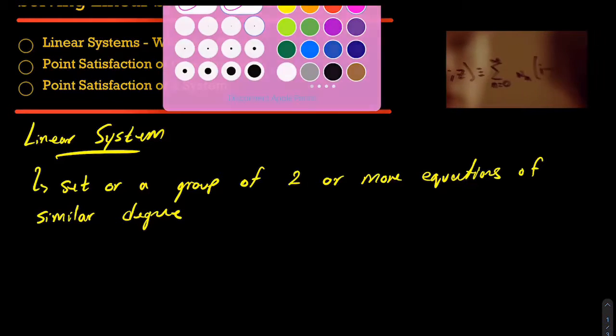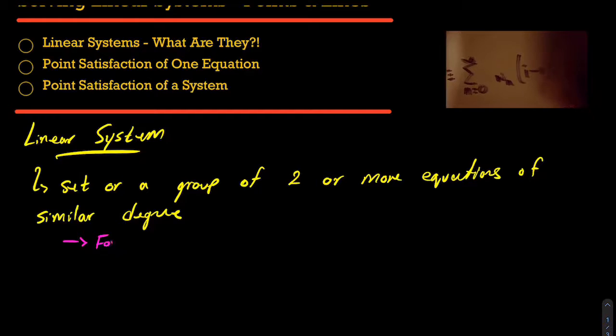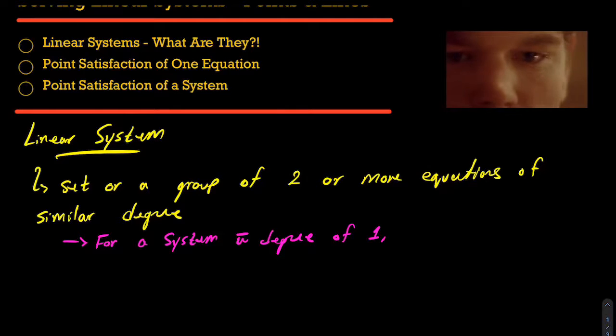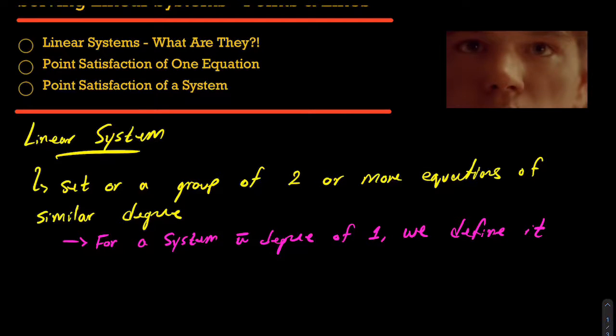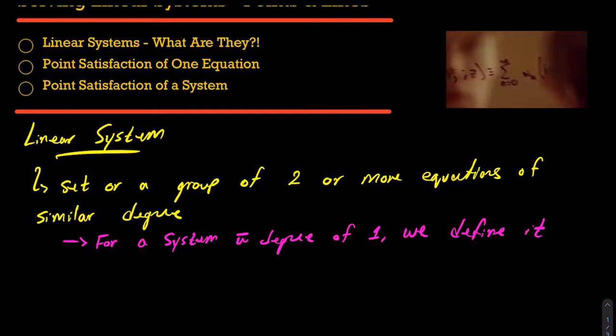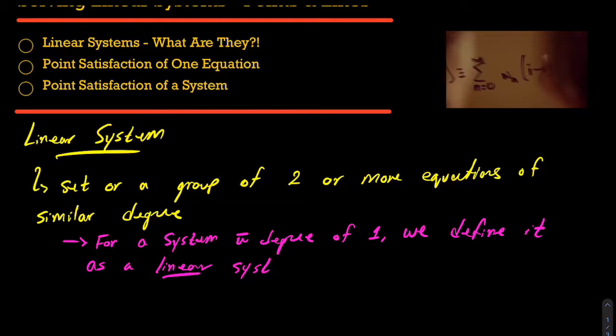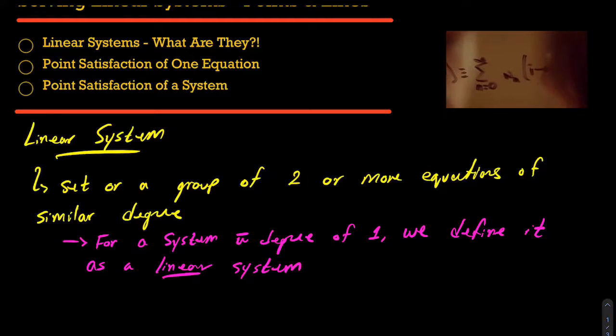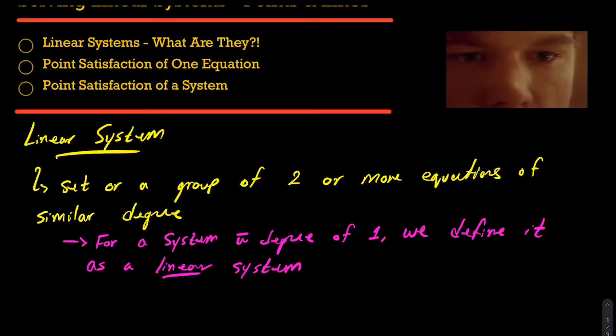So for a system with degree of 1, we define it as a linear system. Because remember, we can also call anything with a degree 1 a linear function. We define it as a linear system. And it's just a group of equations. As long as it's two or more, it's known as a system. Having just one, it's just the equation on its own.